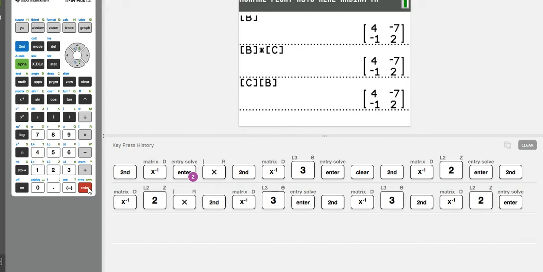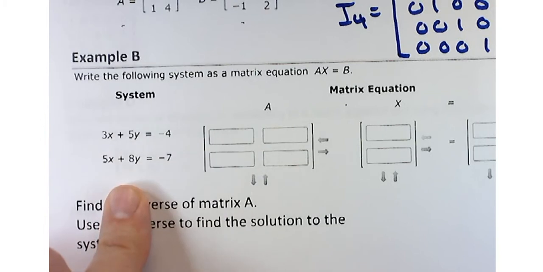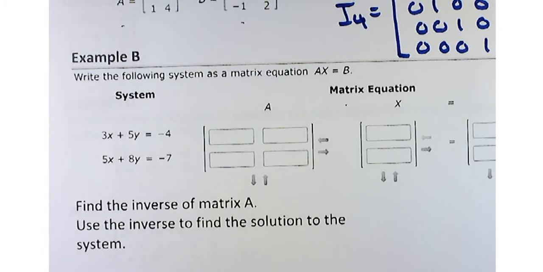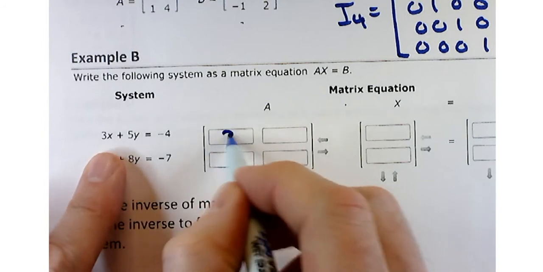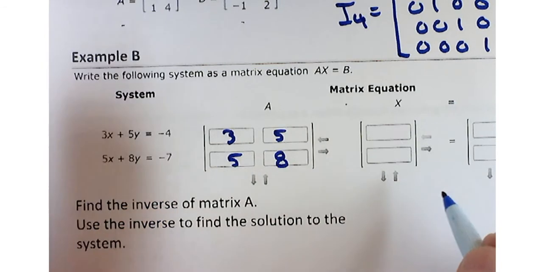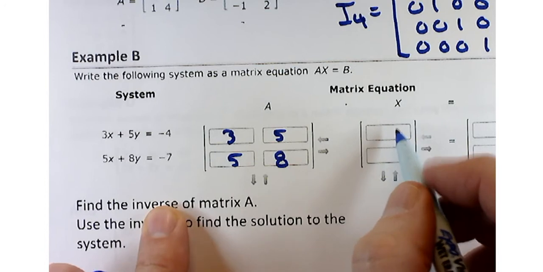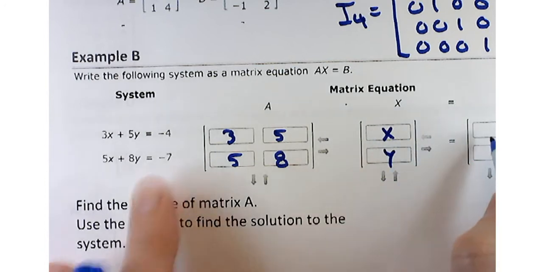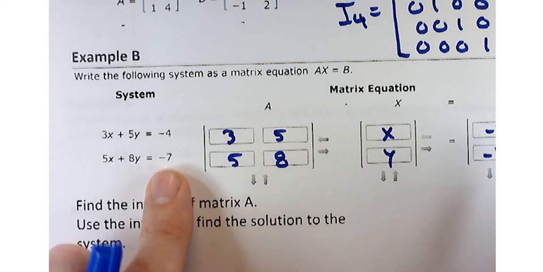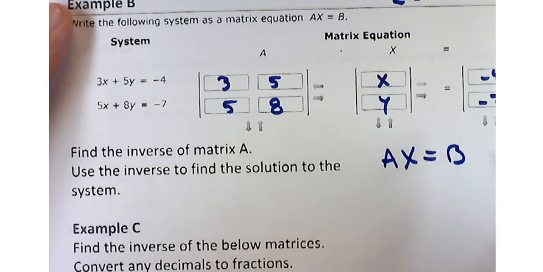Now let's go back and remind ourselves how to write a system of equations as a matrix system of equations. We're going to do it with this one right here. You may remember that you start out with your matrix of coefficients. That's going to be 3, 5, 5, 8. And then your column vector is just going to be the variables x and y, and then -4 and -7. So that's our matrix system of equations: AX equals B.